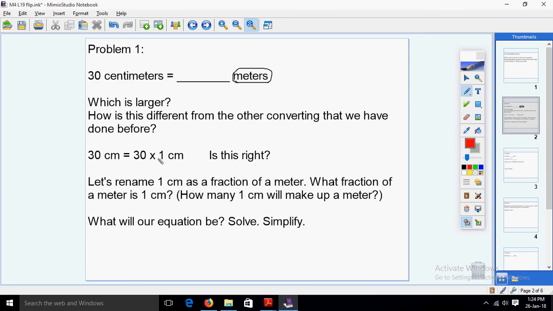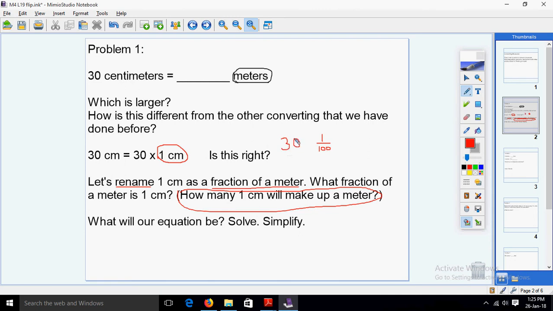Now what I'm going to do is take this and rename it as a fraction of a meter. I take my second number and rename it as a fraction of a meter. So here's the real question you're asking yourself: how many 1 centimeters make up a meter? We look at 1 centimeter over how many centimeters are in 1 meter? 100. So if I look at 1 centimeter out of a meter, I'm looking at 1 out of 100. And I'm going to multiply that by 30.